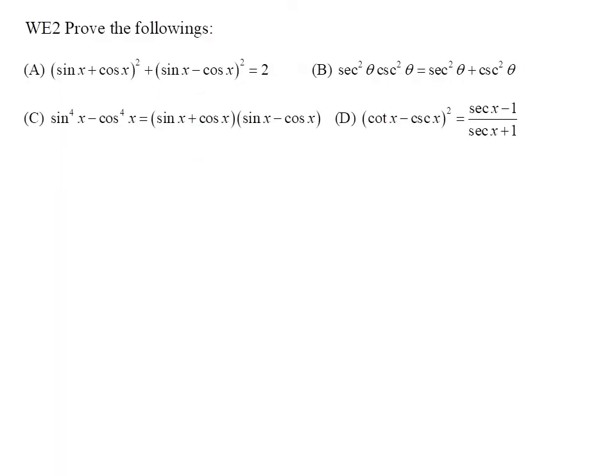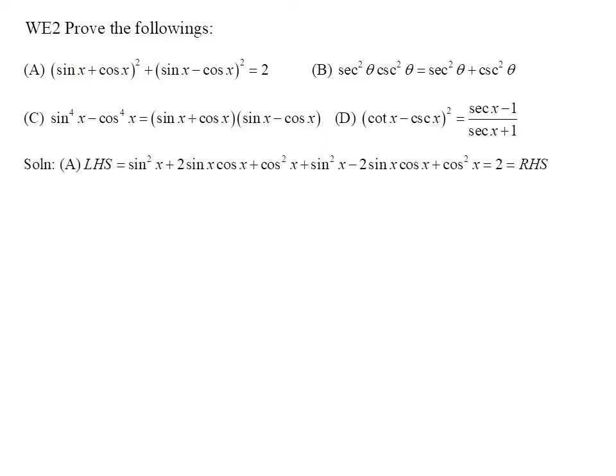There are 4 trigonometry relations to prove in example 2, and let's do it one at a time. To prove these relations, we need to apply various trigonometry identities. As for question A, the two complete squares are expanded and both of the middle terms are just cancelled. According to the Pythagorean identity, the left side equals 2 sine squared x plus 2 cosine squared x, which equals 2, and this exactly matches the number on the right side.